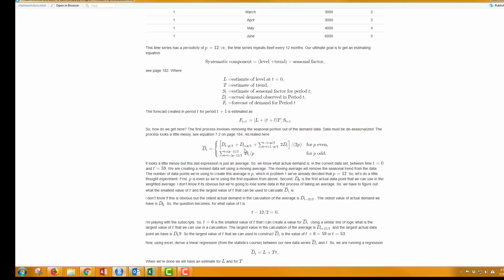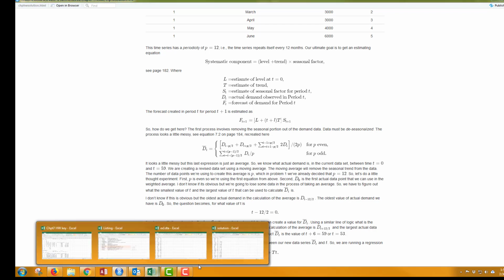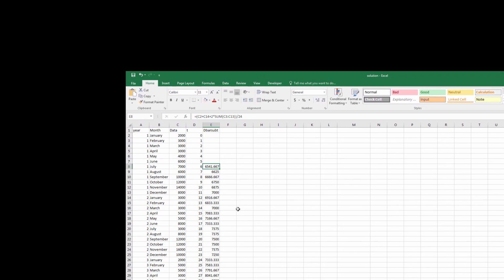Also notice that if t is 6, then t plus p over 2 is 6 plus 6, so 12. Well, notice that up here in the superscript on this notation is t plus p over 2, which is 12, minus 1. So this summation is going to start at 1 and end at 11. So I have demand element 0, 12, and 1 through 11 in the calculation of my first d bar sub t. Let's go over to Excel and put in this calculation.